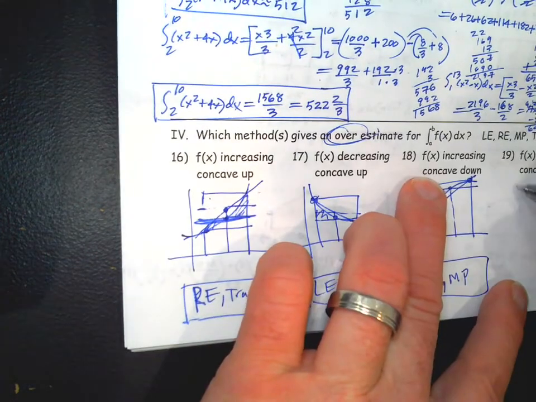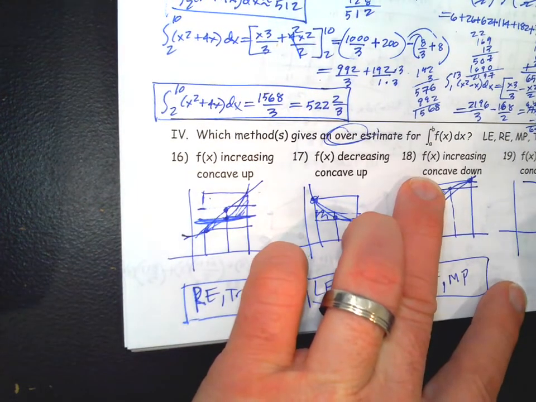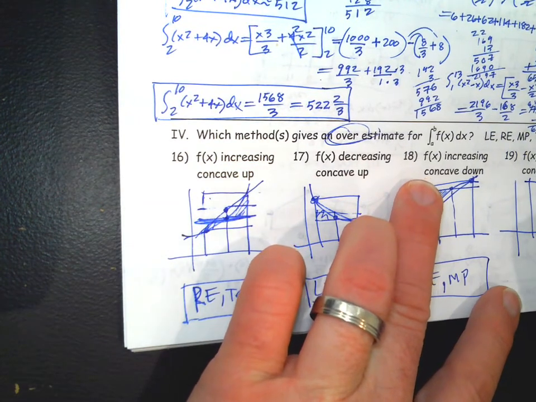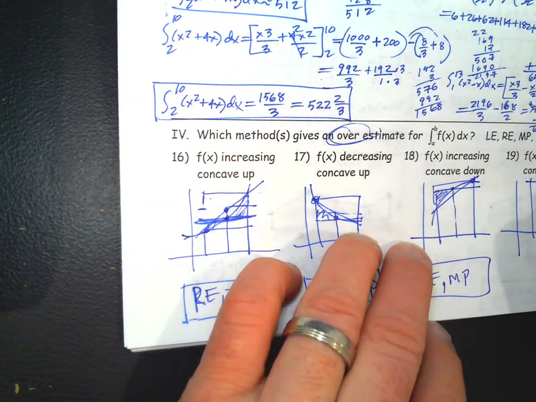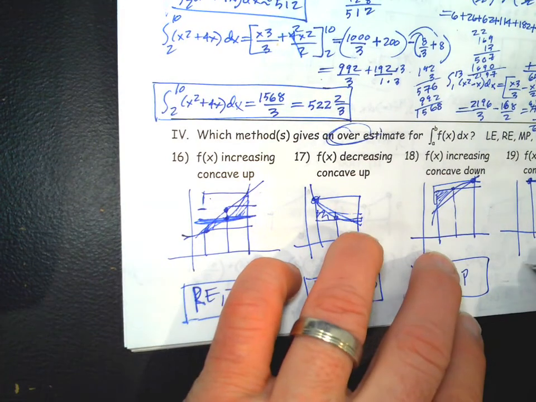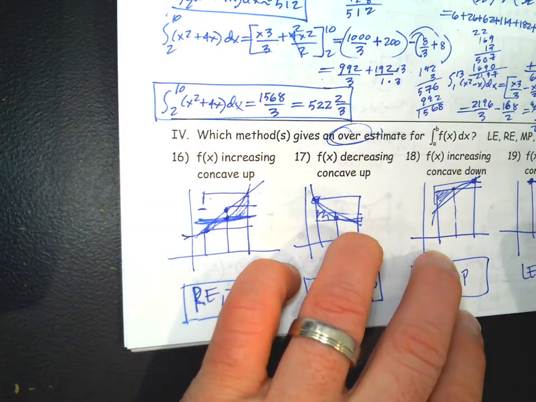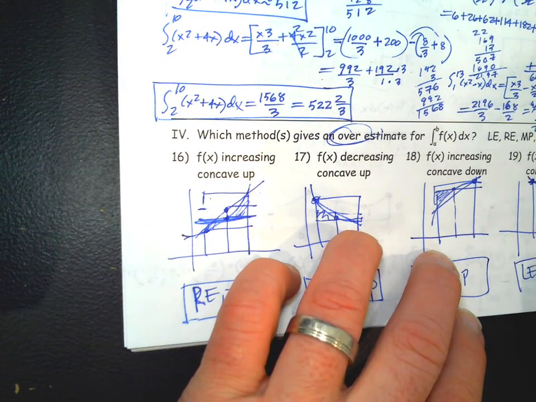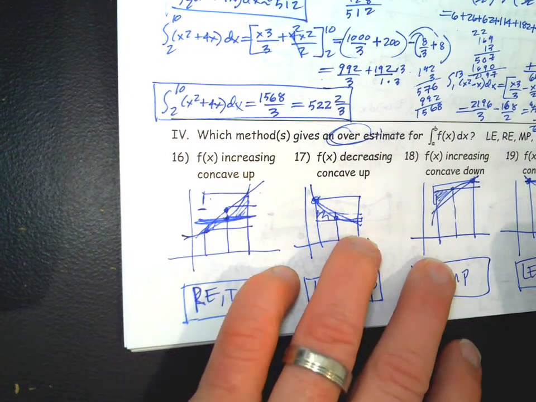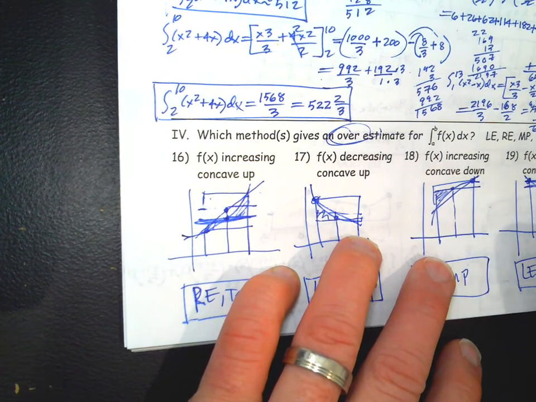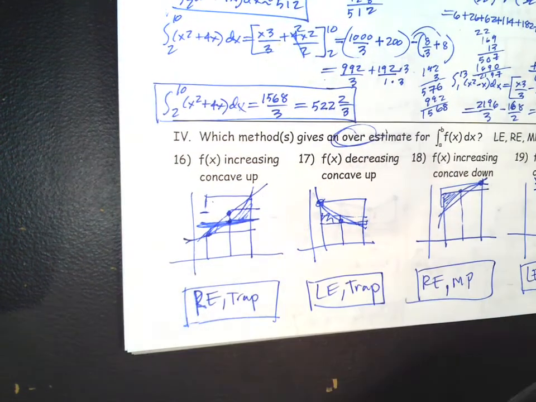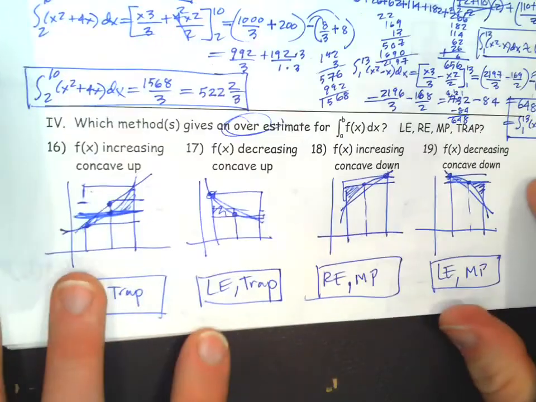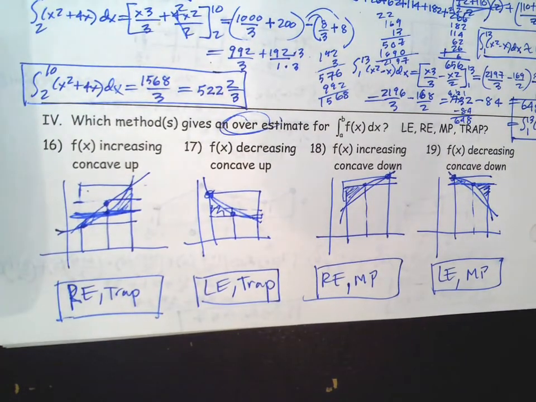Okay, decreasing and concave down. Left end is going to be the overestimate for left and right. Trapezoid is going to be an underestimate, which means midpoint should be the overestimate, if you remember that. But if you draw the picture, it should kind of make sense. You're getting more over than under because it's concave down. So there you go. That's it.